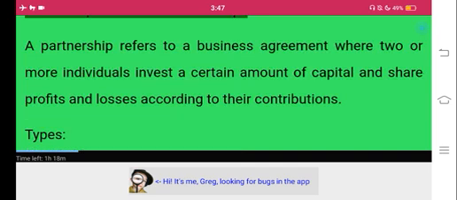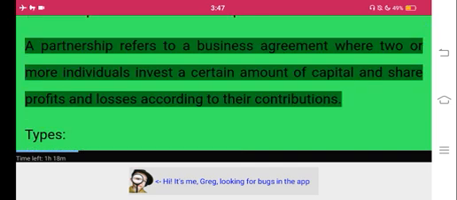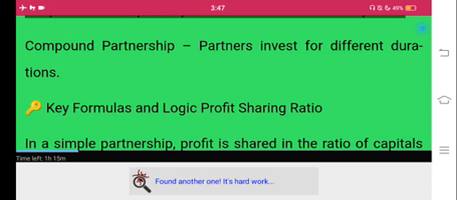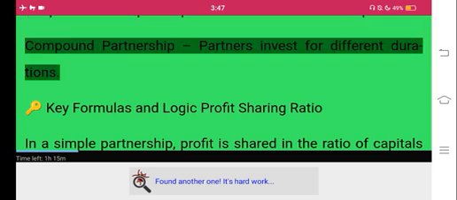Basic concept: what is a partnership? A partnership refers to a business agreement where two or more individuals invest a certain amount of capital and share profits and losses according to their contributions. Types. Simple partnership, all partners invest for the same period. Compound partnership, partners invest for different durations.